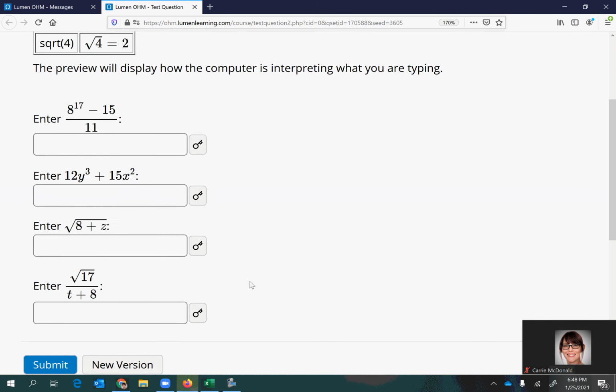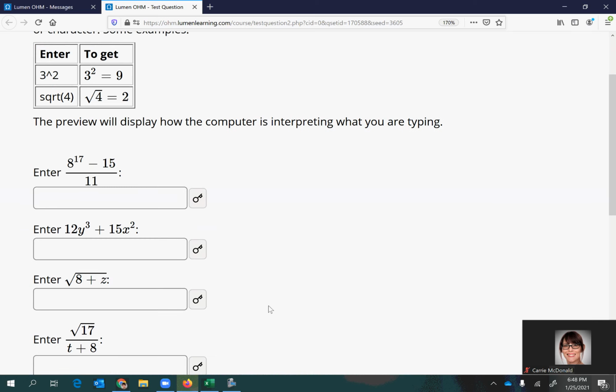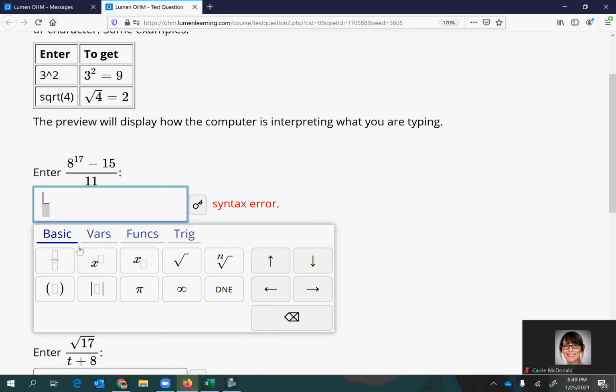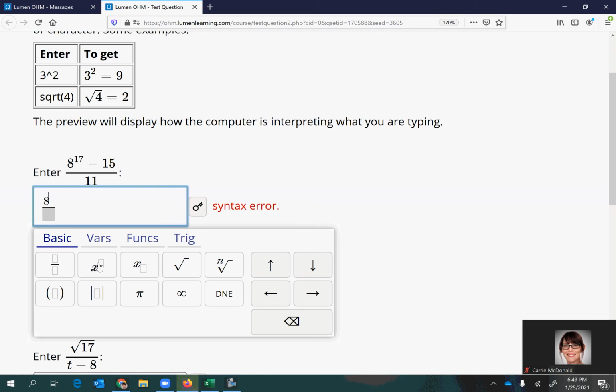Here is another question from the student tutorial. Remember, this does not affect your grade, but I like to make sure you guys feel comfortable entering answers. So we're going to make a fraction, and then we're going to put in 8, and then use the power to put 17. Then use the arrow key to get down to ground level again and do minus 15. Then we'll go down to the bottom and type in the denominator 11.